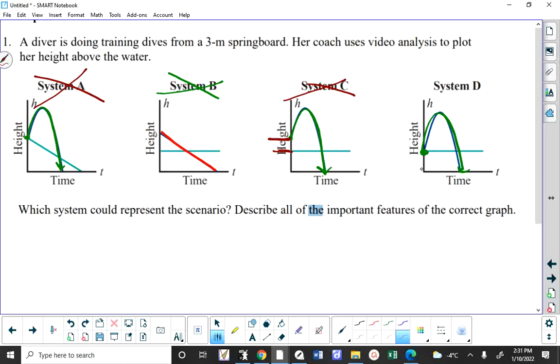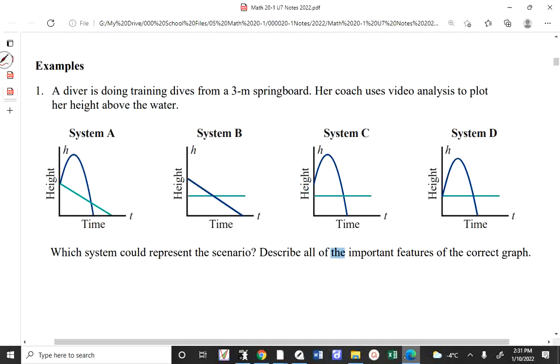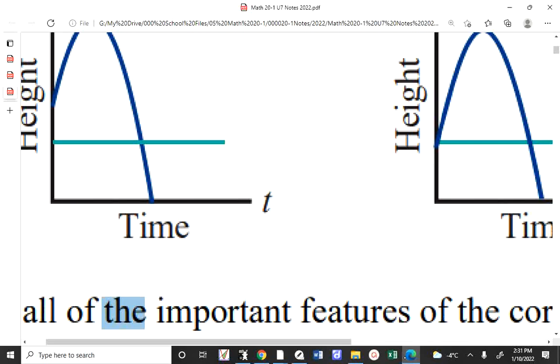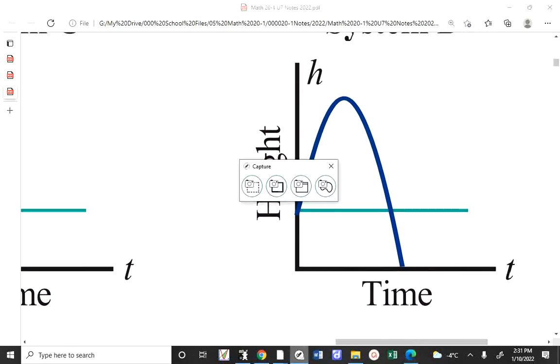Now, we're asked to analyze the important features of the graph. At this level, I probably would on an exam just say, here is the graph, tell me about the graph. So what are the important features of this graph? Give me a second. As I said, I didn't save my file. What are the important features of this graph?